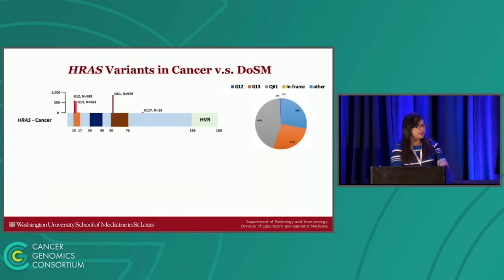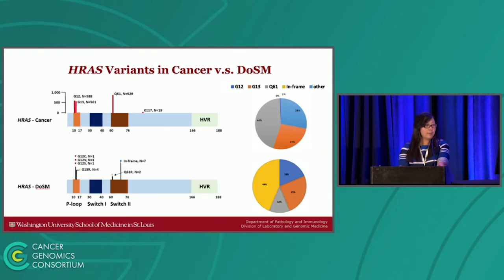Similarly, here's the data for HRAS. The upper panel shows that about 99% of the HRAS variants in cancer are at the 3 hotspots, and there's no well-documented indel variant in the COSMIC database. The lower panel shows that in our cohort of patients with somatic mosaicism, the HRAS variants at the 3 hotspots account for only 56% of the cases. The remaining 44% of the cases, as shown in yellow in the pie chart, actually carry in-frame insertions, which are extremely rare in cancer.